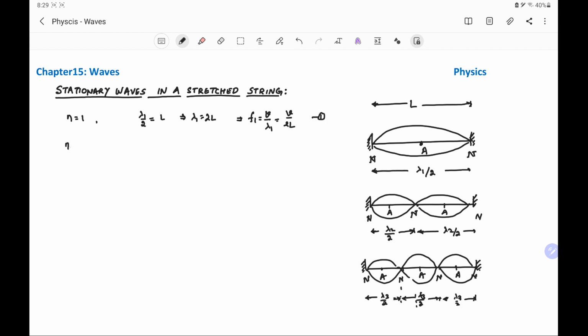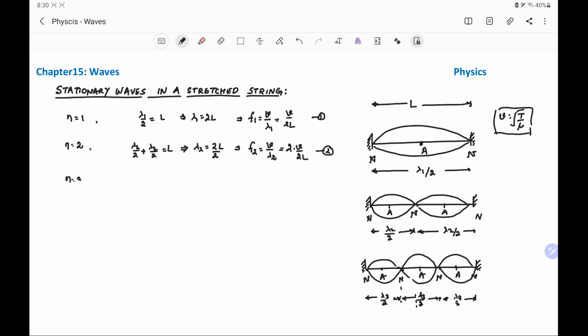Similarly, in the second case, where the number of loops is 2, we can write that lambda 2 by 2 plus lambda 2 by 2 is equal to L. This implies that lambda 2 equals 2L by 2, or simply L. Therefore, frequency F2 will be V by lambda 2, because the velocity will be the same. Velocity in a stretched string is defined as V equal to root T by mu. T is the tension in the string and mu is the mass per unit length of the string. This will be equal to 2 into V by 2L. This is equation number 2.